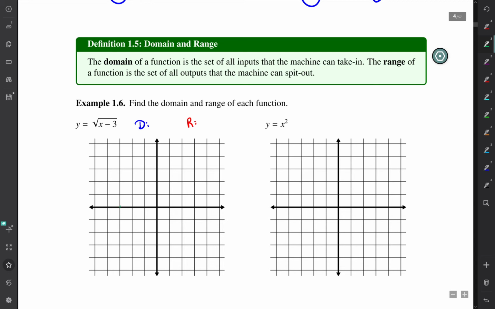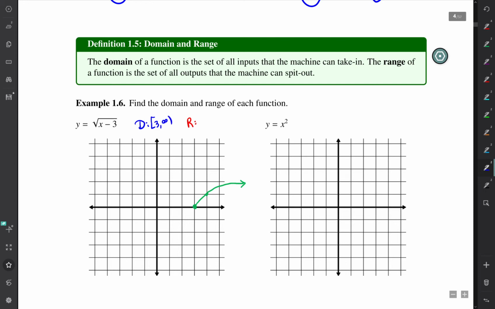x-intercept at (3, 0), right? And then it looks kind of like a sideways parabola. Looks something like this. Okay, so then the domain is going to be all points from 3 to infinity.